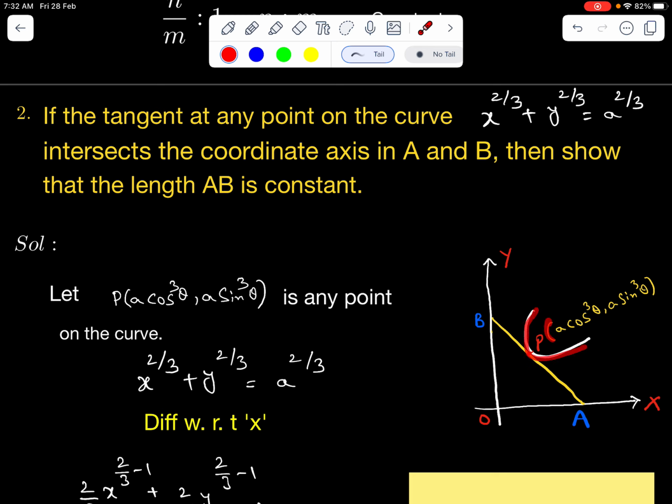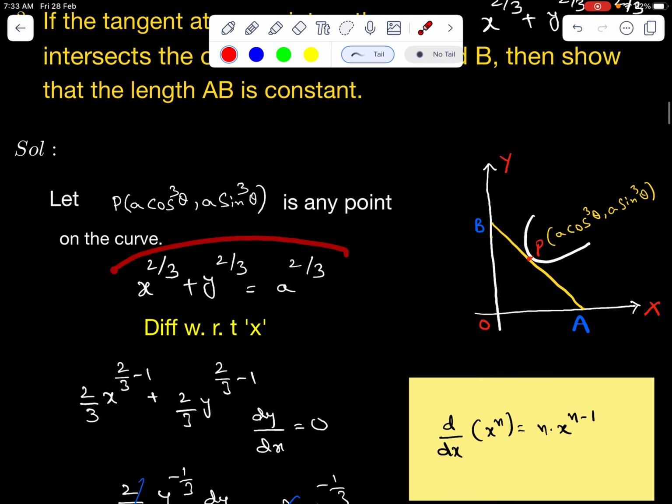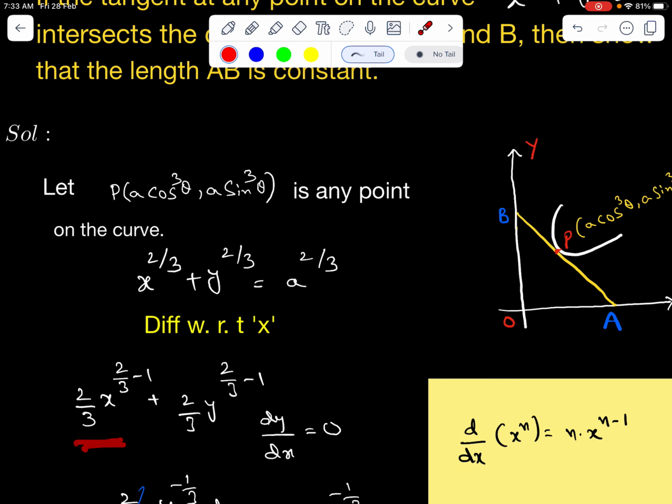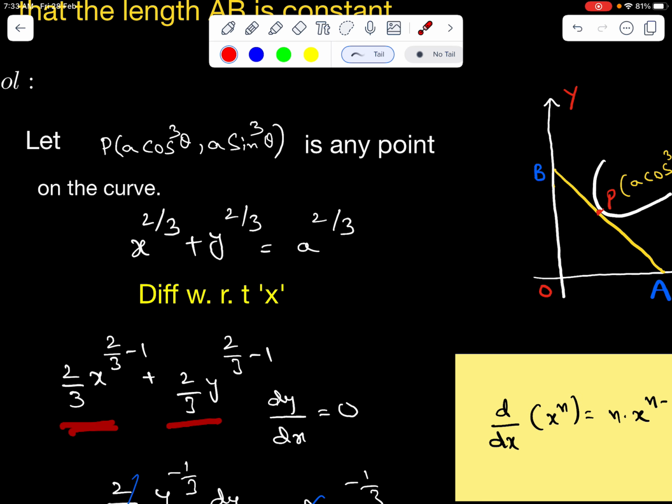Okay. P is a point on the curve. Same diagram, it is the x axis, it is the y axis, origin. A is a point on x axis, B is a point on y axis. Differentiate with respect to x, it is in the form of x power n. Derivative of x power n is equal to n into x power n minus 1. 2 by 3 into x power 2 by 3 minus 1, 2 by 3 into y power 2 by 3 minus 1 into dy by dx.